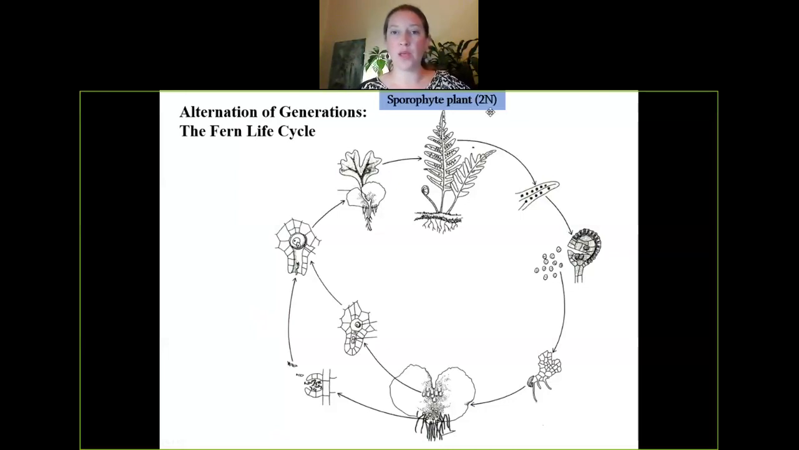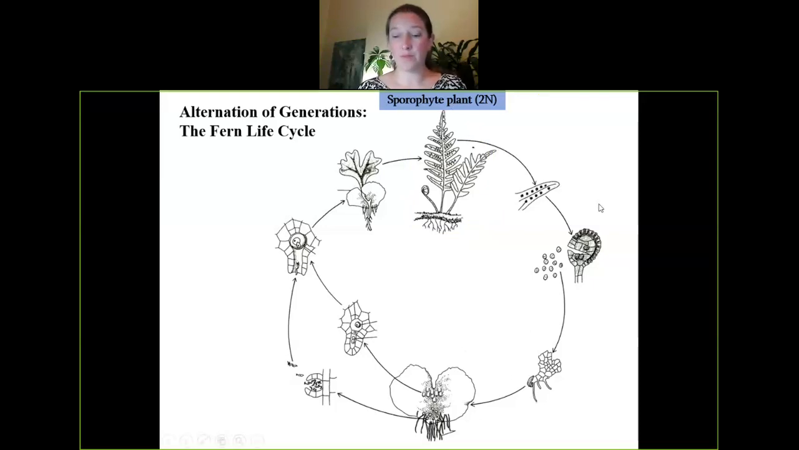So here we go. We have at the very top, and I use the same color coding, yes, same color coding here. So blue is going to be diploid, and gold or yellow is going to represent haploid, right? Okay. So here's our sporophyte plant, right at the very top. This is our sporophyte plant right there.